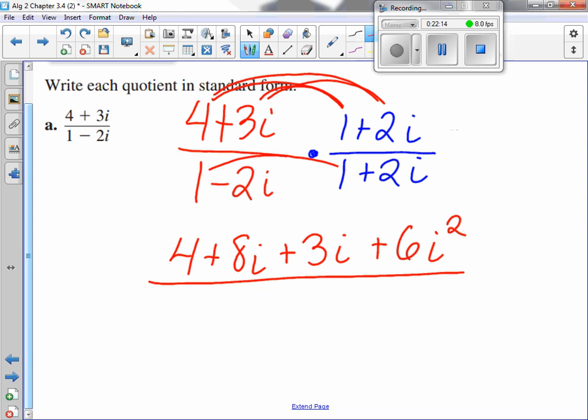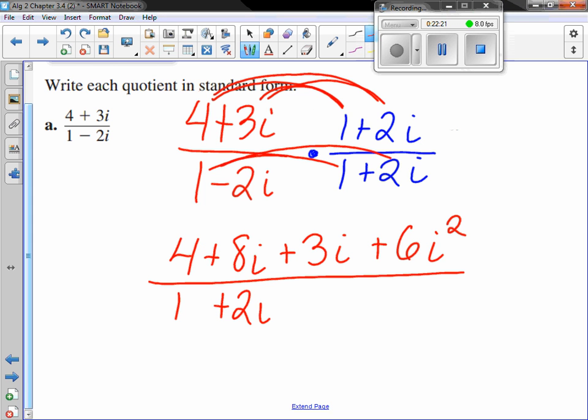Well, 1 times 1 will give us 1. 1 times 2i is going to be plus 2i. Negative 2i times 1 is going to be negative 2i. And negative 2i times positive 2i is going to be negative 4i squared. Any questions on any of this so far? We good with all this so far? Yes?